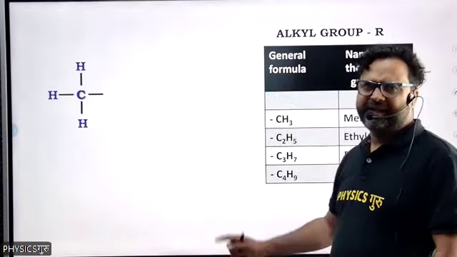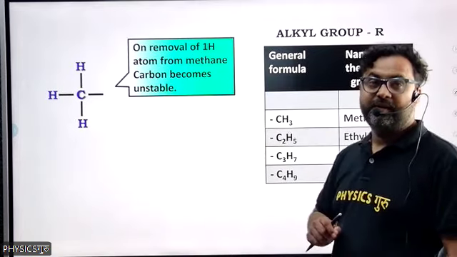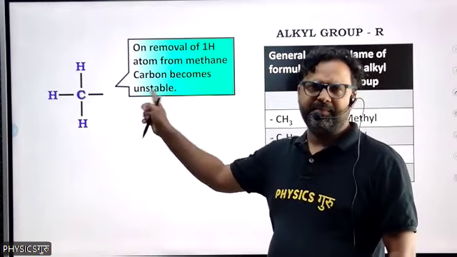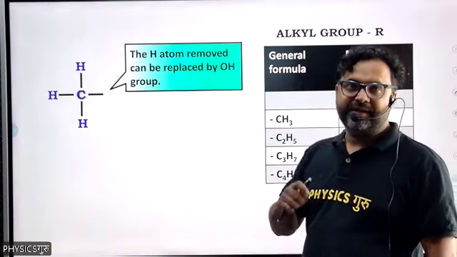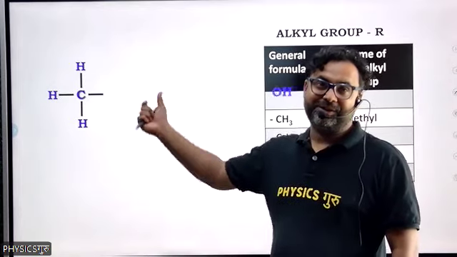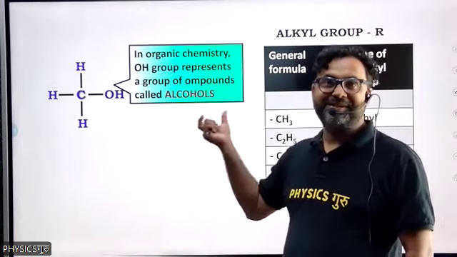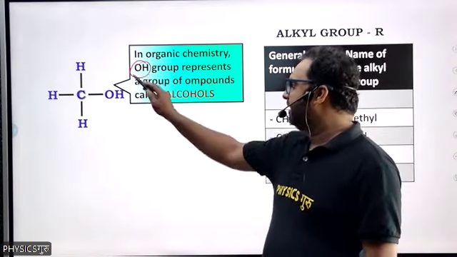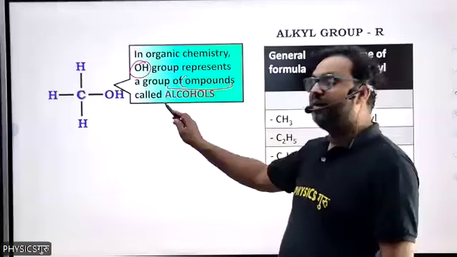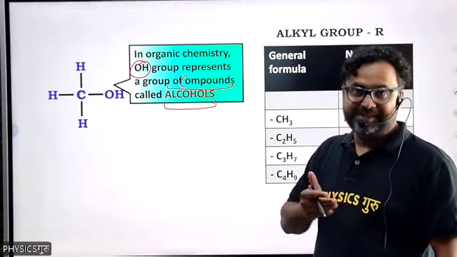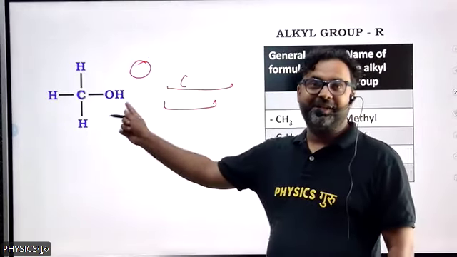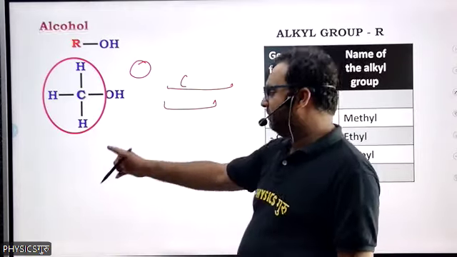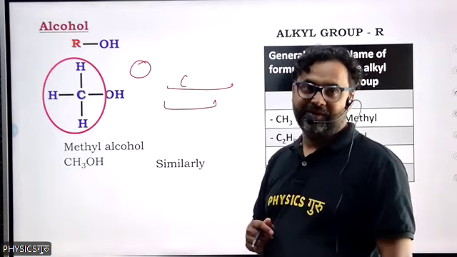Suppose we have a methyl group. On removal of a hydrogen atom from methane, the carbon becomes unstable. So you can replace this hydrogen atom by an OH group. This OH group is called alcohol. The OH group represents a group of compounds called alcohols. OH means alcohol. So CH3OH is nothing but methyl alcohol.